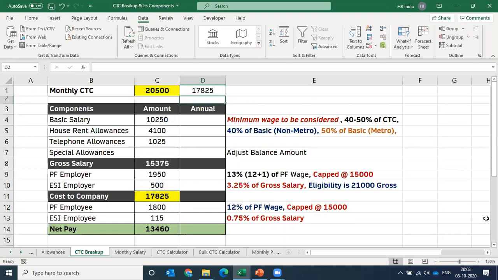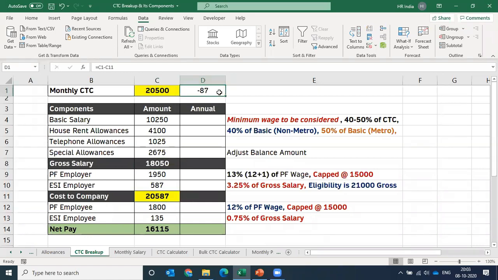The difference we are getting here is the outcome we were looking for minus the outcome we have got, which is this amount. Press enter. It is 2,675 rupees. Now let's try. If we enter this 2,675 amount in the special allowance, do we reach this 20,500 amount? Let's try this. 2,675. Press enter. No, it's still not matching what we were looking for.